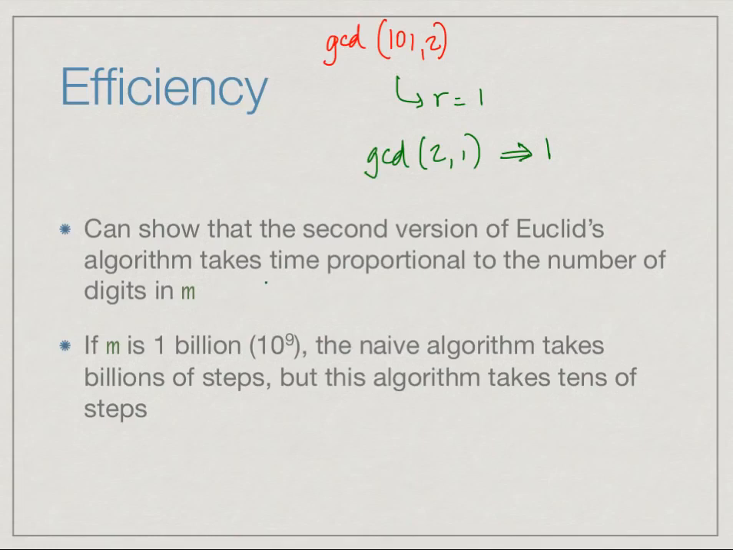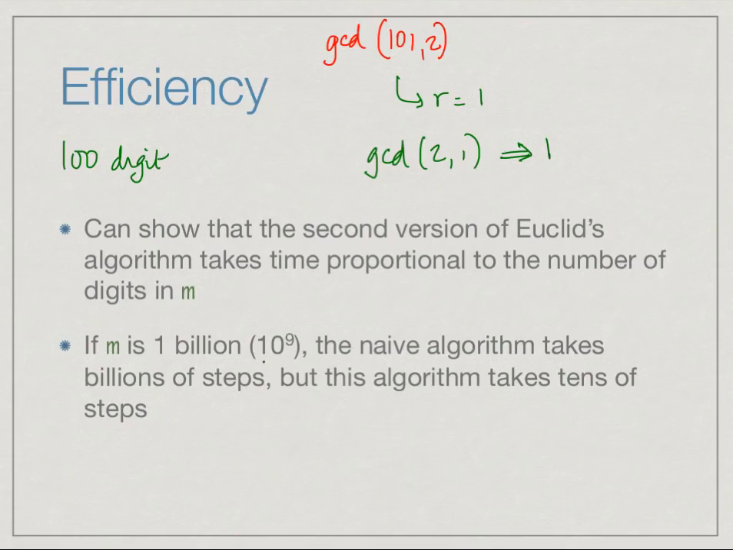So in fact, what you can show is that this version with the remainder actually takes time proportional to the number of digits. So if I have, say, a 100-digit number, it will take about 100 steps. So for instance, if we have a billion as our number, a billion, 10 to the 9, will have about 10 digits.